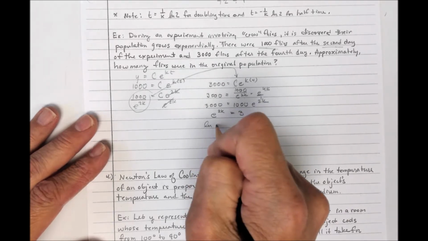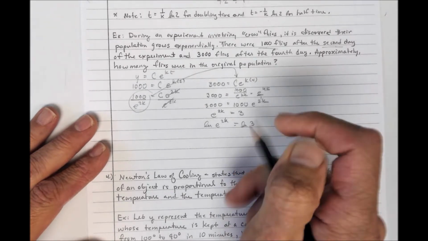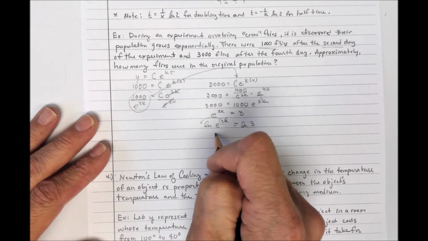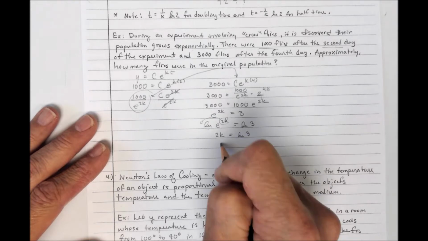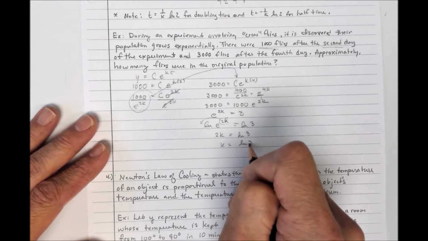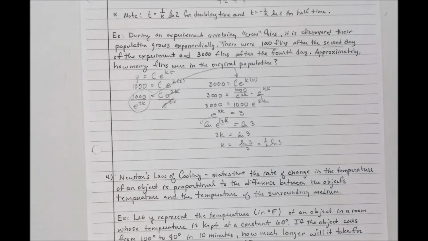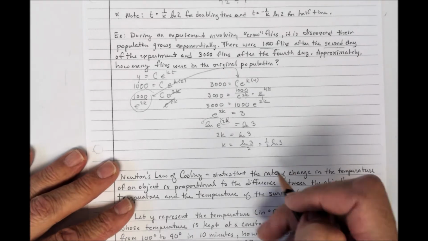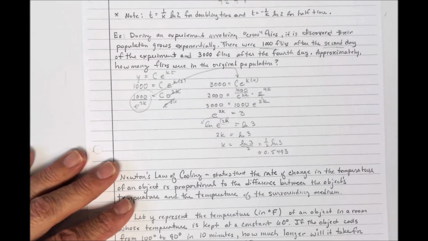I take the natural log of both sides. There we go, and I can use my property of inverse functions here, and I get 2k is equal to the natural log of 3. K is equal to the natural log of 3 divided by 2, or 1/2 the natural log of 3. So let's see, did I punch this out on a calculator? I sure hope I did. I did, and I have this to be approximately 0.5493.